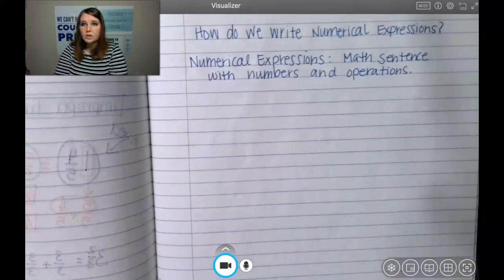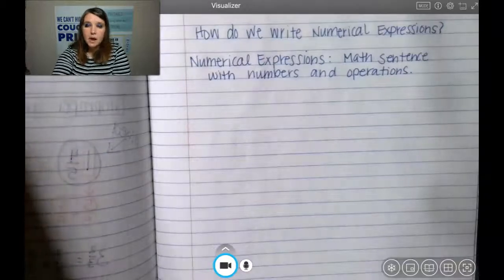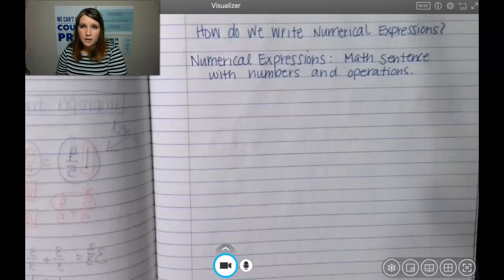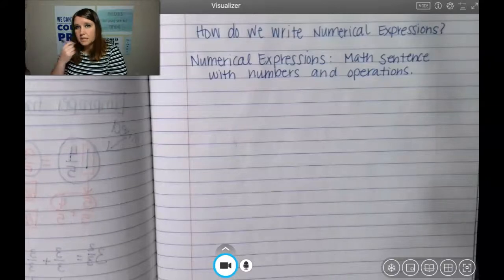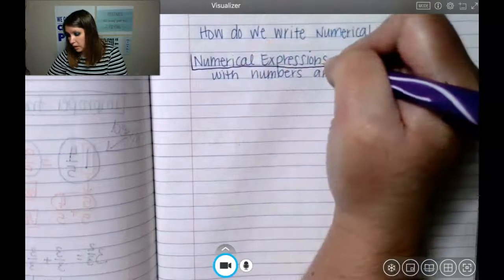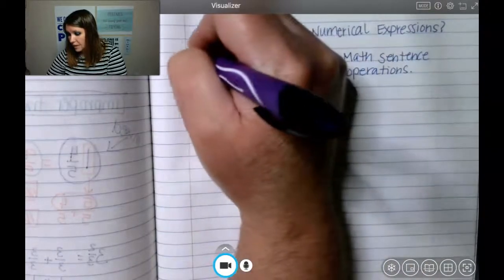It's really important to know how to write these because in a little bit we're going to transition into algebra. So we're going to need to know how to first write a numerical expression so that way when we get into algebra we understand how math sentences work. So we're going to start first with the basics.